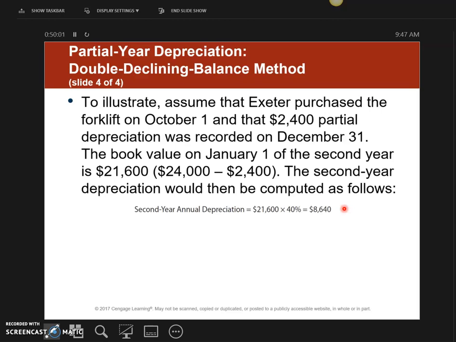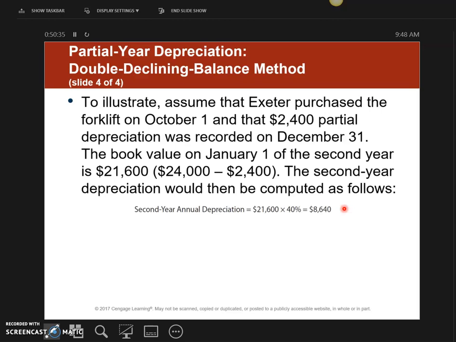Now, I'm going to give you a hint, and you're only going to hear this here, and I should have said it before. If you're using 3 years like you're doing in the homework, you really want to change it to a fraction. Instead of doing 33.33%, you want to make it 1/3, and double declining would be 2/3. Just a little hint. Okay, this concludes partial year depreciation. We're next going to move to revising depreciation.